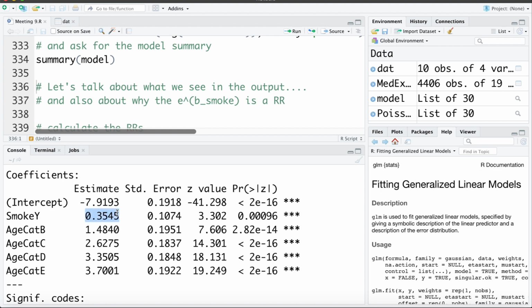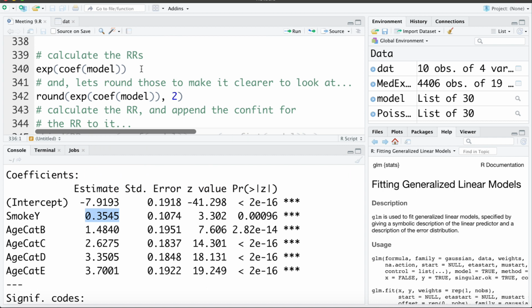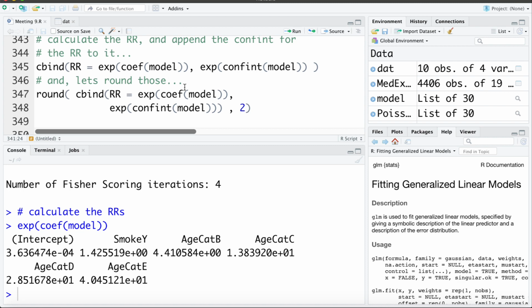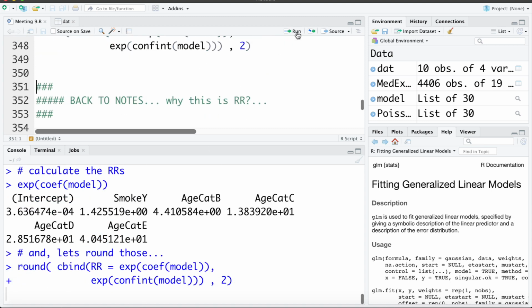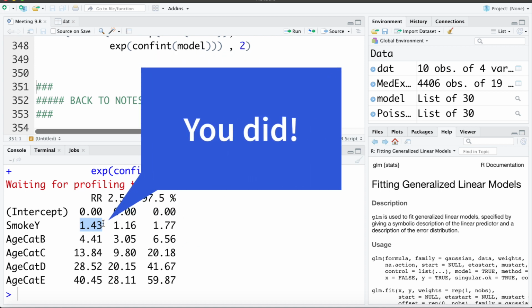You'll recall that if we exponentiate this smoking coefficient, it's going to give us the odds ratio for smoking adjusted for age category. So we can calculate that by exponentiating all of the coefficients of the model. You can see that here. This is the odds ratio for smoking adjusted for age category. And as we've done before, we can bind to that the exponentiated confidence interval for the model coefficients to give us the confidence interval around that. And I'm going to round it to two decimal places. So now we can see here, this is the rate ratio for smoking. I believe I might have said odds ratio instead of rate ratio. Sorry for mixing that up.